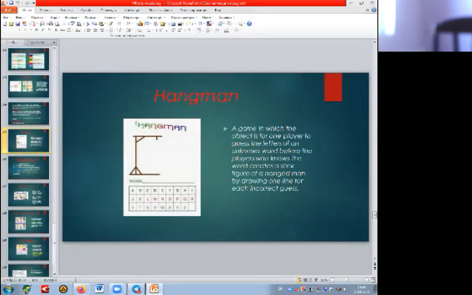It's a game that can be played with words. What kind of game is it? It's a game in which the object is for one player to guess the letters of an unknown word. Before the players know the word, the leader creates a stick figure of a hanged man by drawing one line for each incorrect guess. Here a hidden word will be given, and the players of a team try to find it. And this game is called hangman.